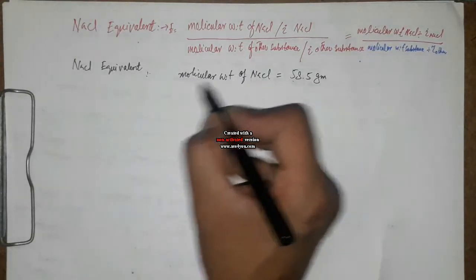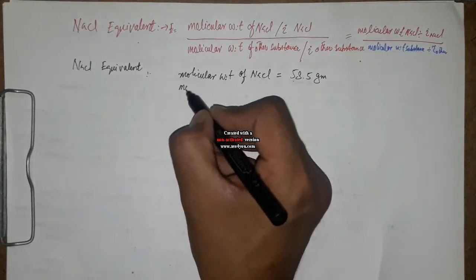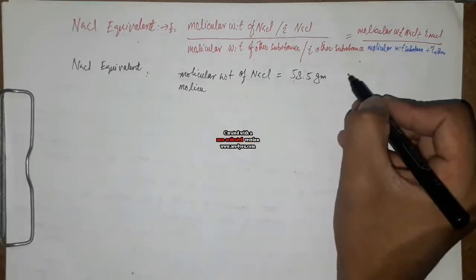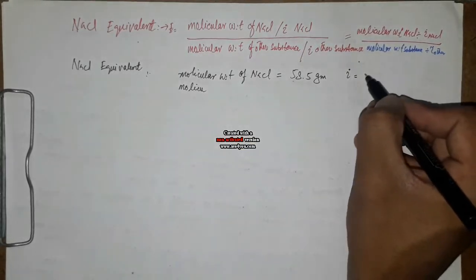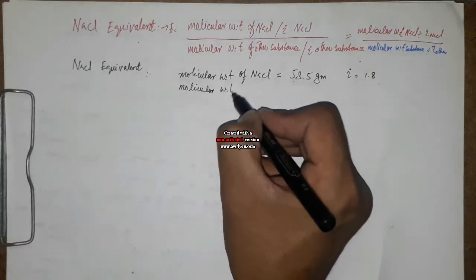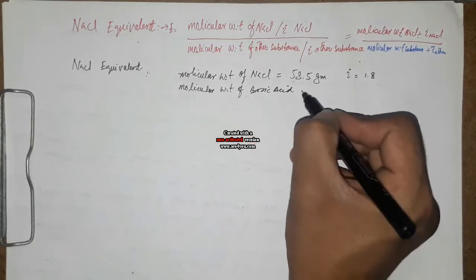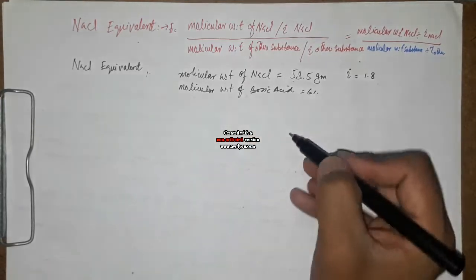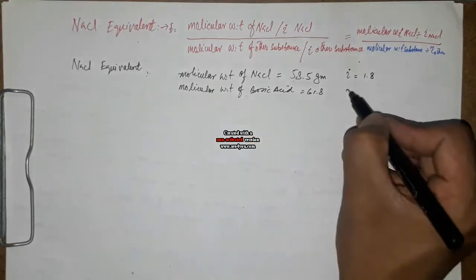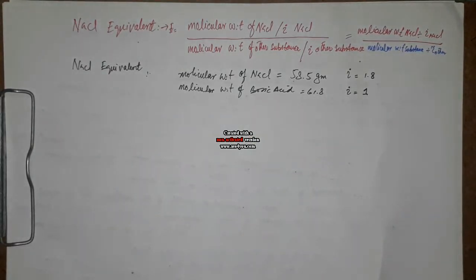Molecular weight of sodium chloride is equal to 58.5 gram, and the dissociation constant for sodium chloride is 1.8. Molecular weight of boric acid is exactly 61.8 grams, and i will be equal to 1 because it is a non-electrolyte, so it is not dissociated.